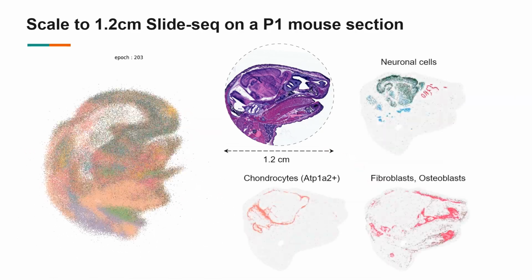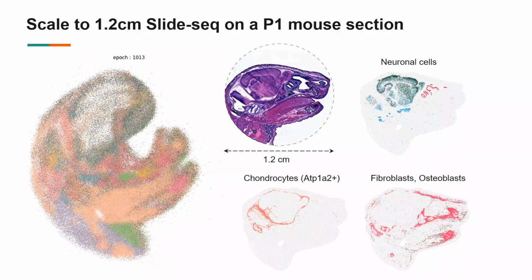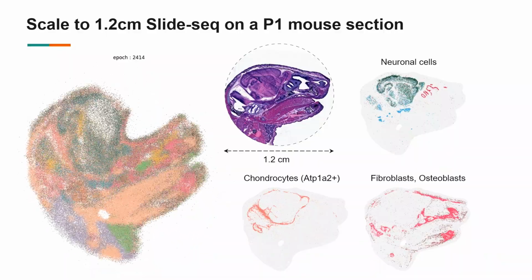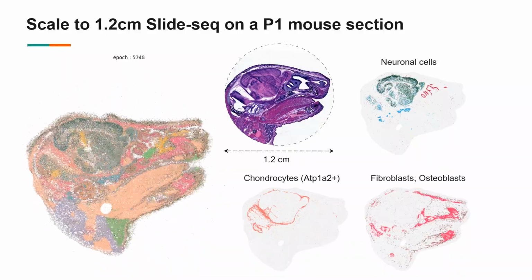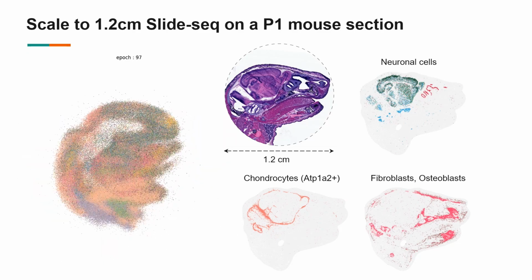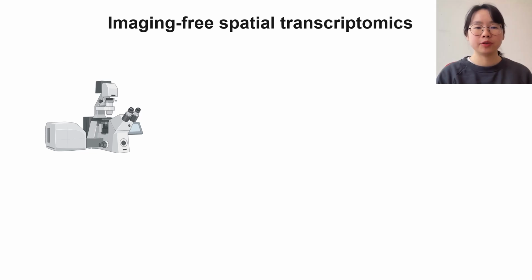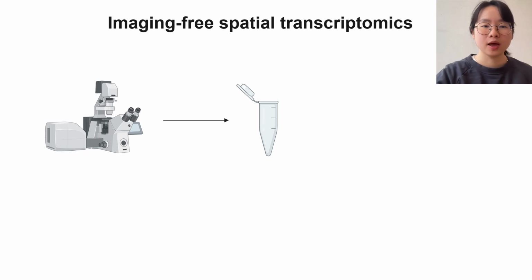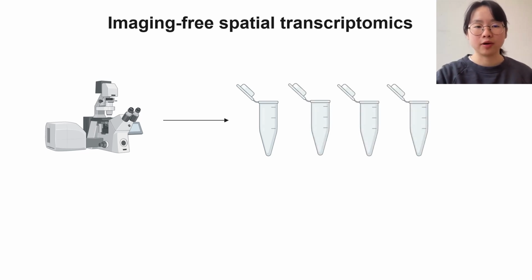And we can also look at the details of the spatial distribution of specific cell types and specific gene expression. The fine structure of the tissue is also well reconstructed. So here we presented this imaging-free spatial transcriptomics method where, instead of imaging, now we just need molecular biology experiments to do spatial transcriptomics. Also, it's easier to scale up by just doing more molecular biology experiments.